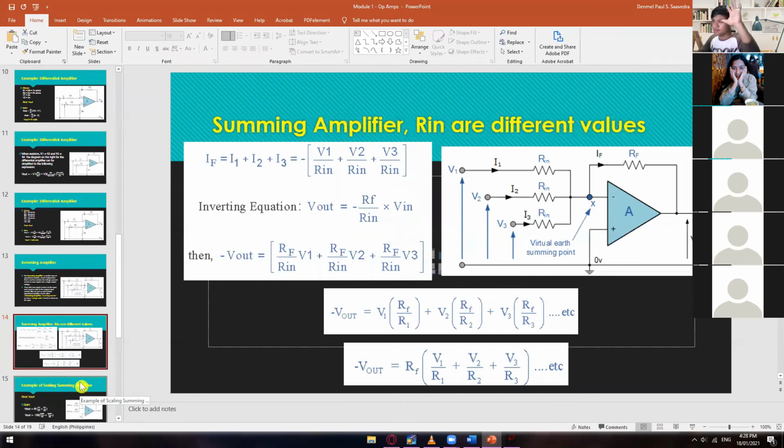So were you guys able to follow how we came up with this formula? The last one, this one.